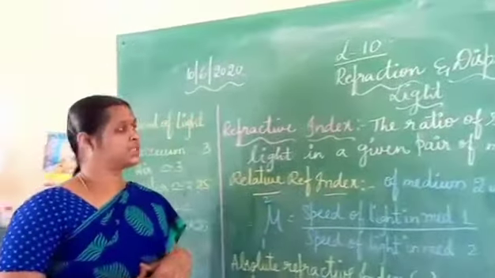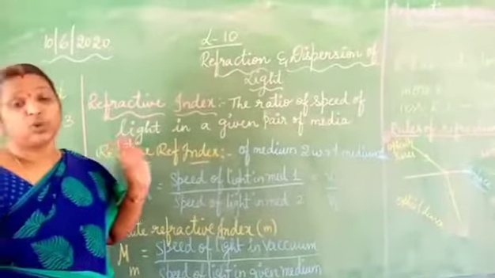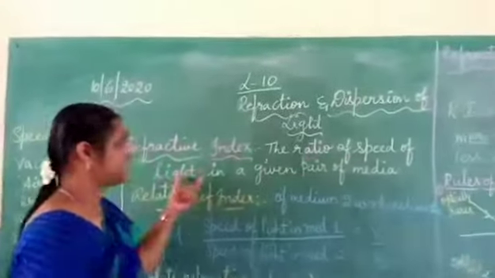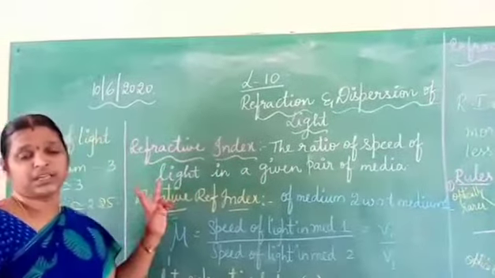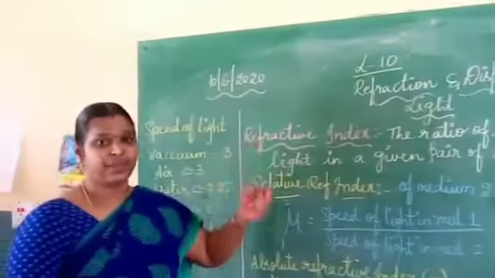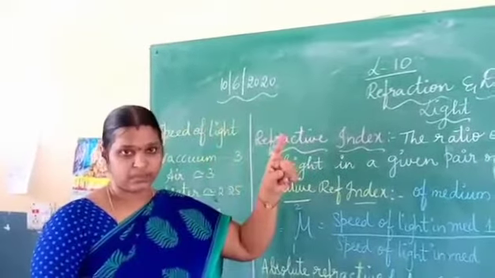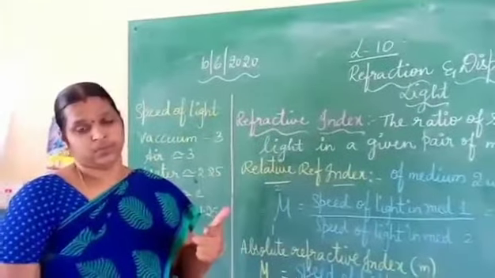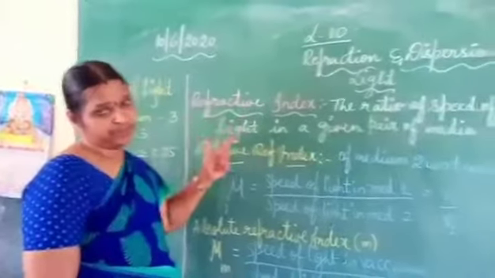In today's class, we will discuss the refractive index. So what is refractive index? The ratio of speed of light in a given pair of media. So here we are taking two different mediums. Yesterday I showed you one activity where you dipped the pencil in the water. So there are two different mediums: one is the air medium above the surface of water, and the second one is the water medium. Now you are comparing the refractive index.